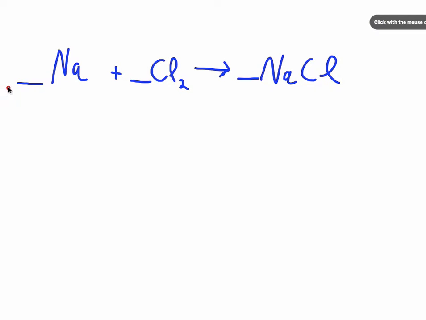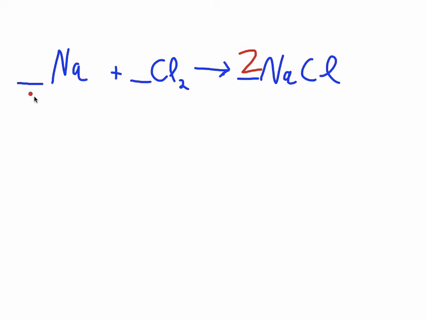I always start from the left and I move to the right. Every time I add a number, I start over. So I have 1 sodium here, I have 1 sodium here. Good to go. I have 2 chlorines here and I only have 1 here. So I can't put a number here, I can't put a number here, I have to put that number here. Now that I added a number, I'm going to start over.